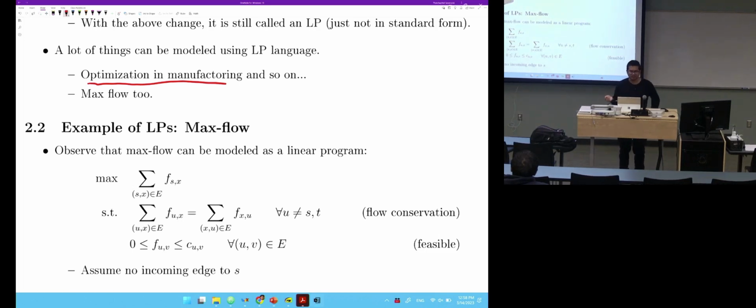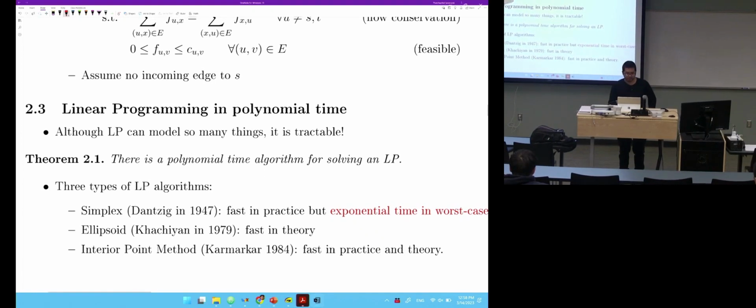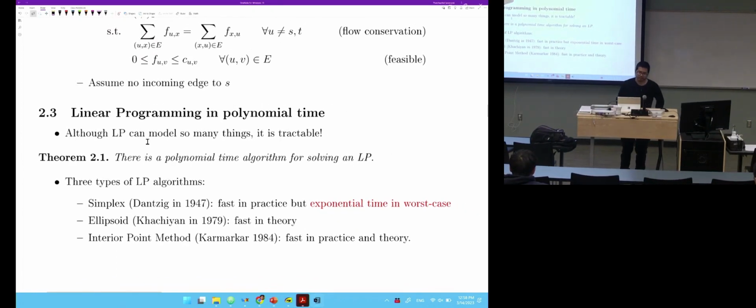this linear form, which is the flow going out of S. So yes, max flow can be modeled as a linear program, and it turns out that linear program can be solved in polynomial time. So that's another way to solve max flow in polynomial time: just solve the linear program. This is a big deal, because a problem that is as generic as this turns out to be solvable in polynomial time. I will not teach you how to solve it actually, because that takes another course, a whole course.